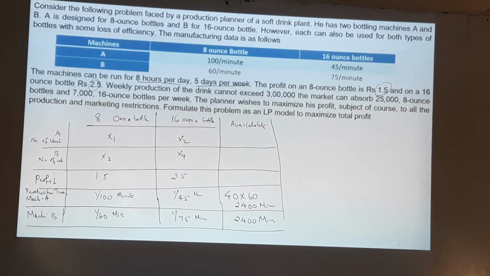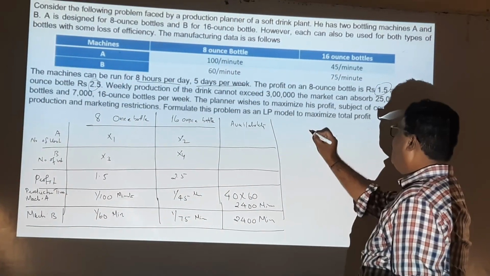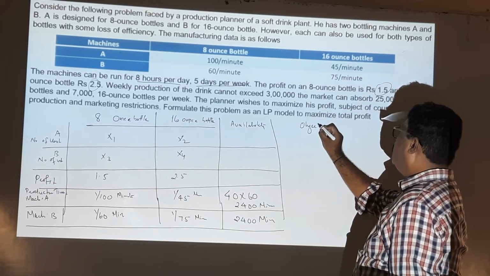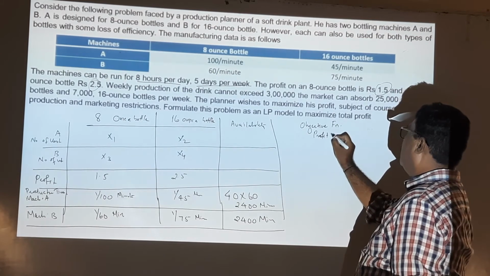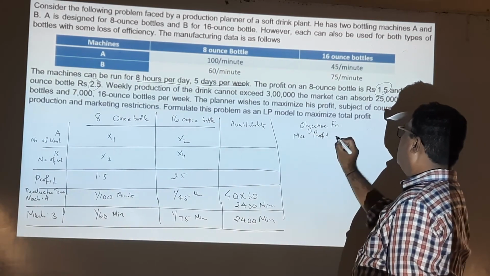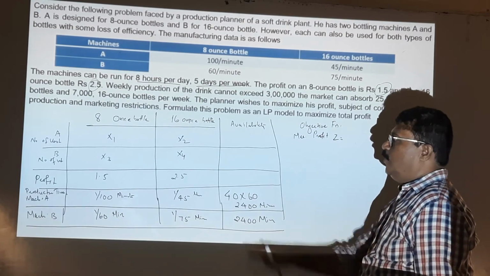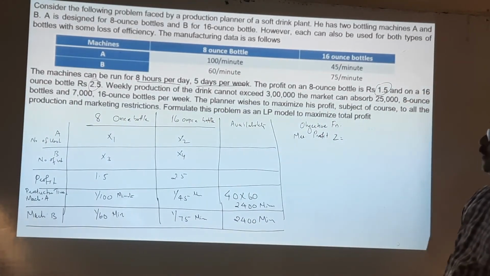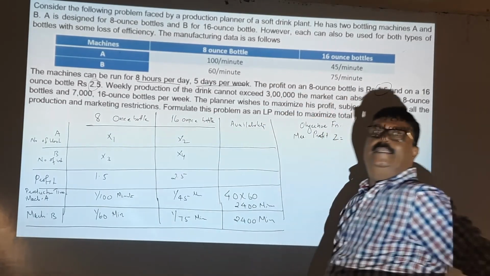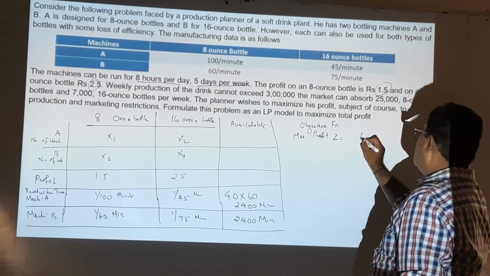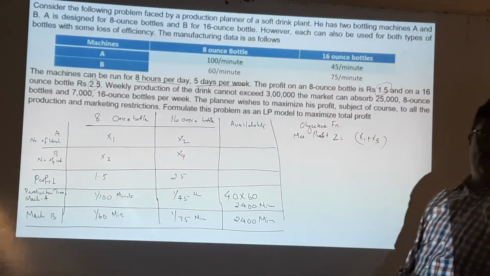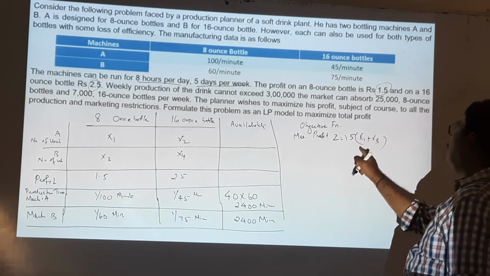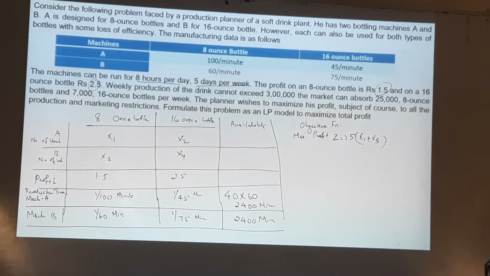Now it is easier to formulate the problem. What is the objective function? Profit maximization. Maximize profit Z is equal to, you have 8 ounce bottles first. How many 8 ounce bottles? X1 plus X3. So X1 plus X3. 1 unit profit is 1.5, so total profit will be 1.5 into the total number of 8 ounce bottles.